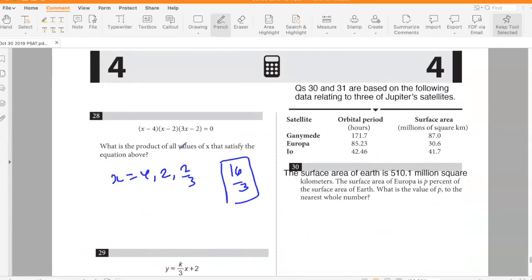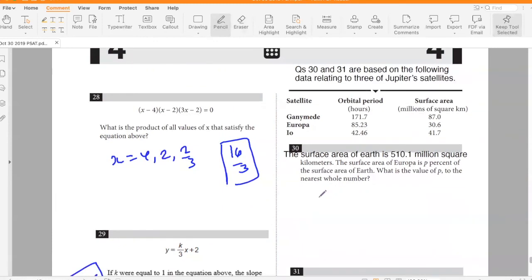So these questions are based on data relating to 3 of Jupiter's satellites, Ganymede, Europa, and Io. The surface area of Earth is 510 million square kilometers. The surface area of Europa is p% of the surface area of Earth. What is the value of p to the nearest whole number?